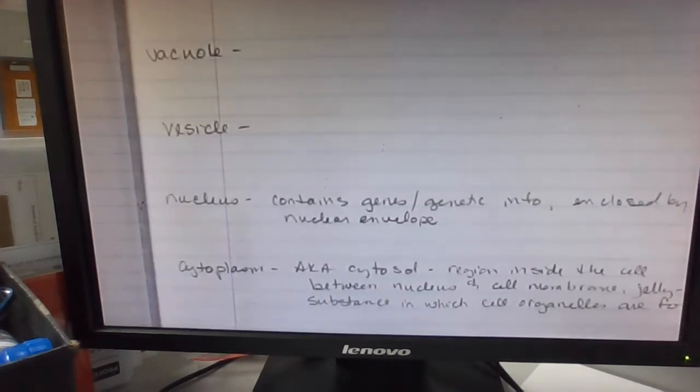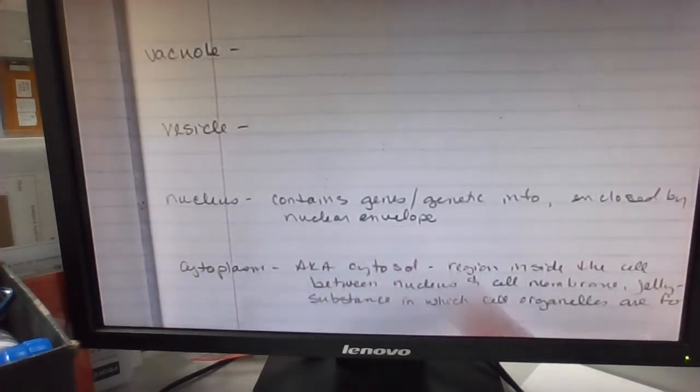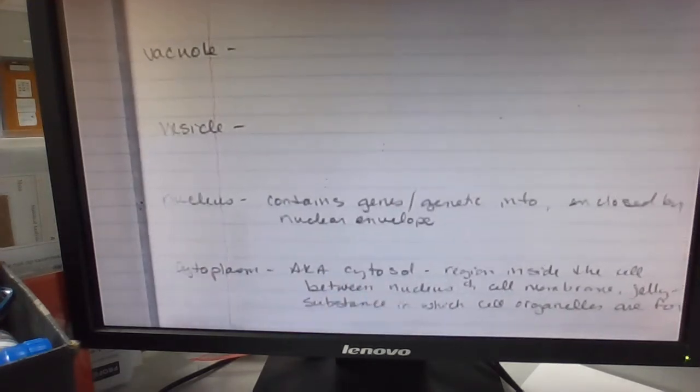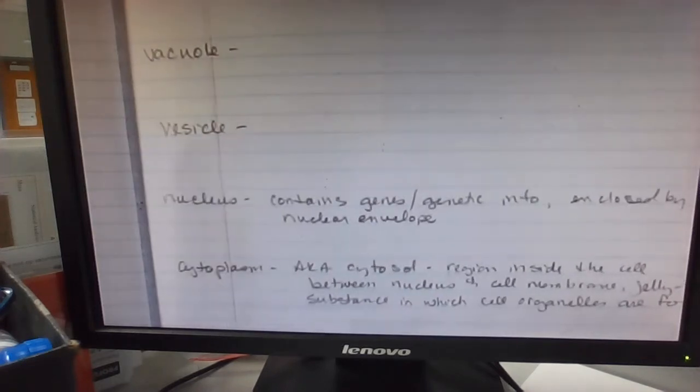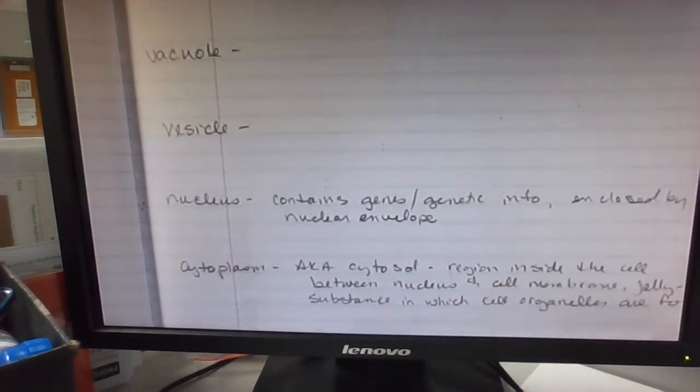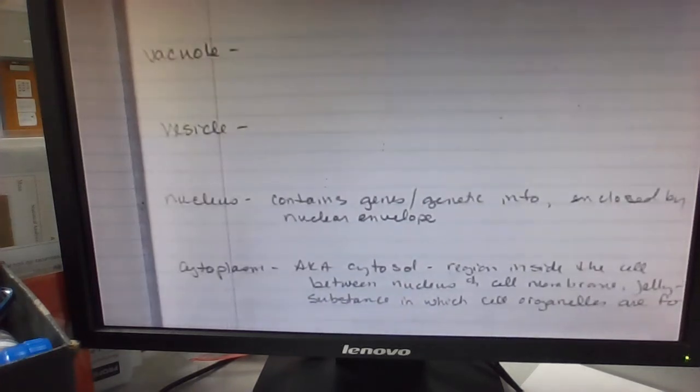vesicle, nucleus. The nucleus contains the genes and genetic information. It's enclosed by the nuclear envelope. And cytoplasm, also known as cytosol. So both of those words are indicating the same thing. It's basically a region inside of the cell between the nucleus and the cell membrane. It's the jelly-like substance in which the cell organelles are found.